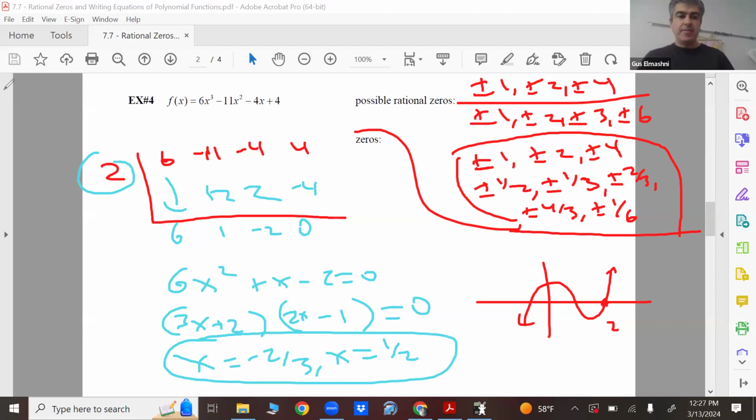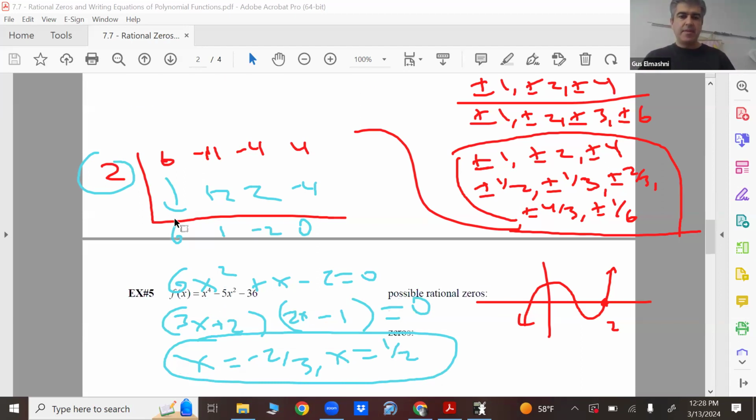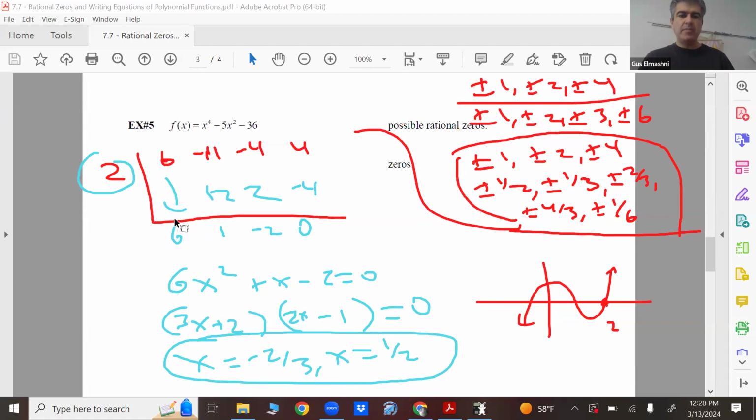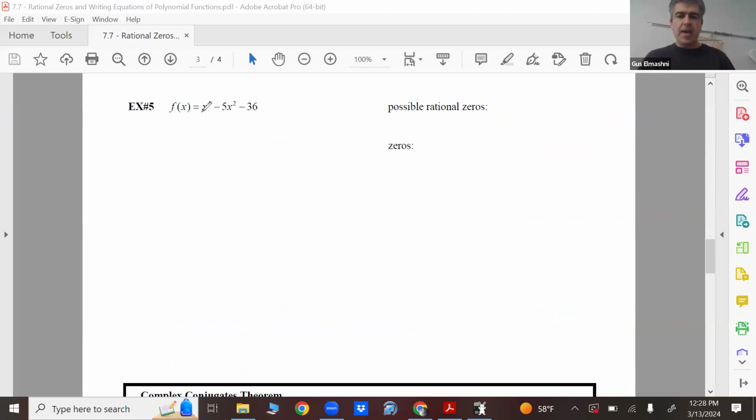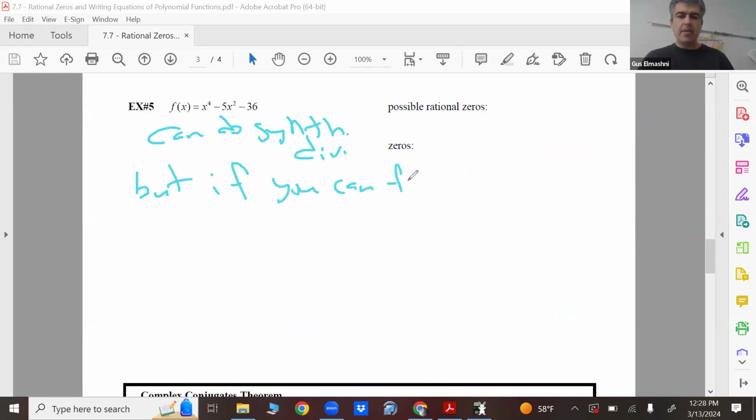Okay, try this again. Actually, we're not going to do it again. I'm going to show you a better way. You can do synthetic division, but if you can factor right away, then do so.